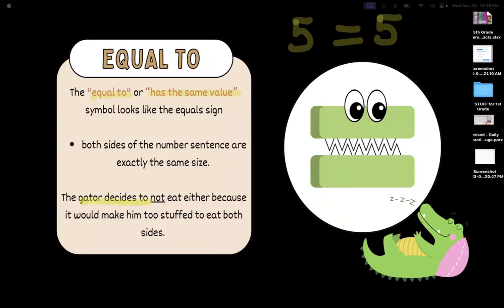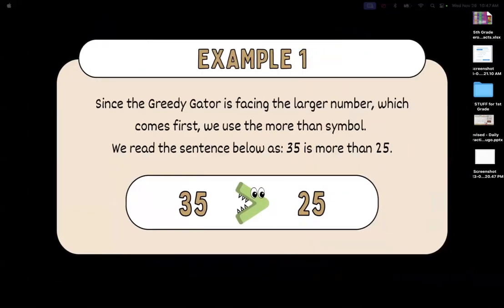So the gator decides not to eat either because it would make him too stuffed to eat both sides, and then he'd fall asleep. It's like after Thanksgiving, he ate both sides of the table. He fell asleep. Okay, so the greedy gator is facing the larger number, which comes first, right?